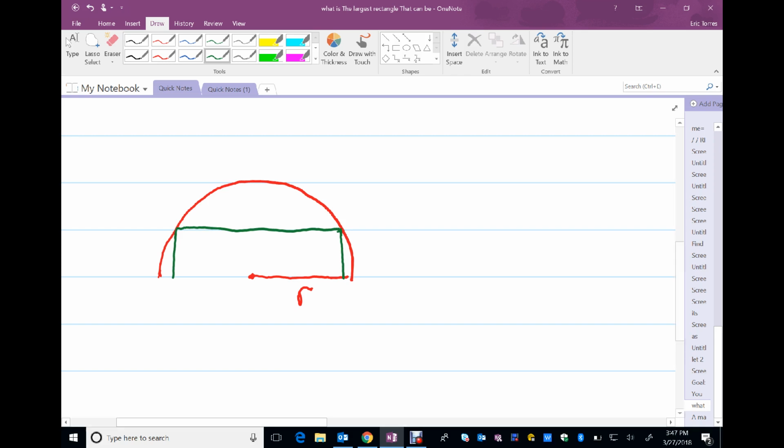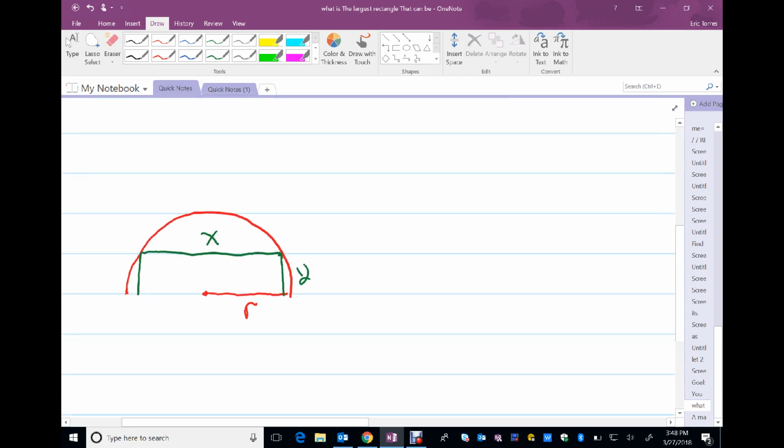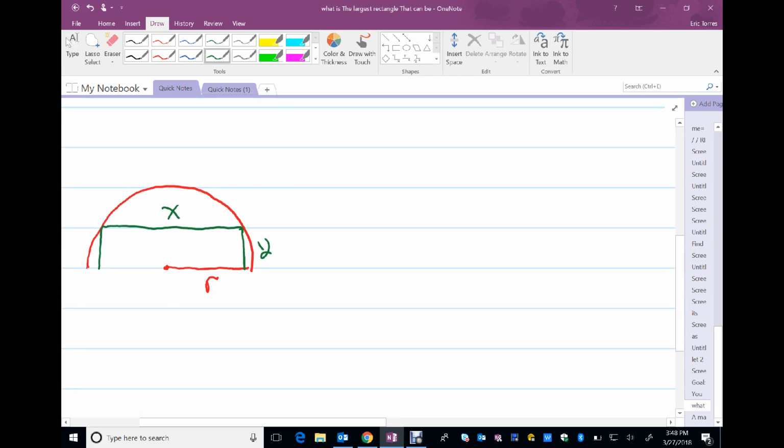Now, this rectangle has a length across the top, which I will label x, and a length going up, which I will label y. What do I know about this rectangle? Okay, what I know is the area of this rectangle is its length times its width, and that's what I want to find, the largest rectangle, the biggest area. However, I've got too many variables, and I'd like to get this to less variables. So that's going to be a little tricky. How am I going to do that?